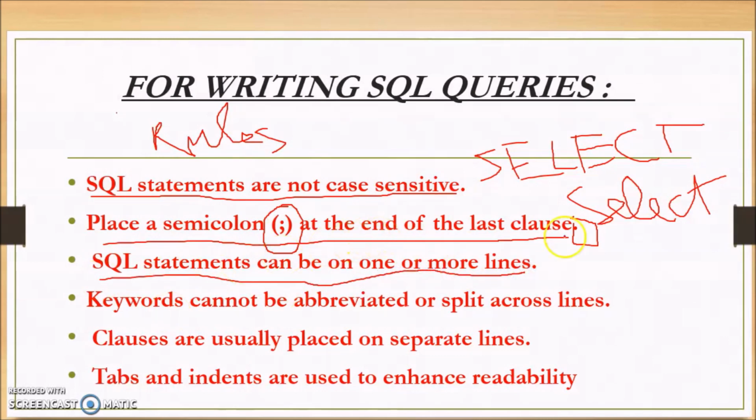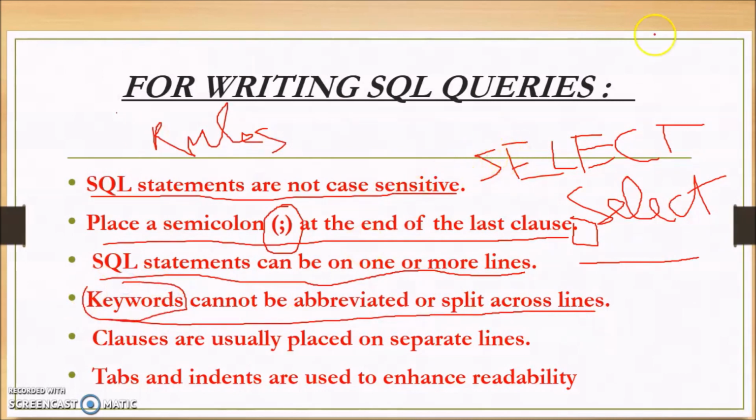Means it's not restricted that you have to write in only one line. No, you can write in one or two or more lines. So next is keywords cannot be abbreviated or split across lines. There are some keywords, means some standard, like if we see this query name only, select, this is a keyword because it's a standard. Keywords are those whose meaning can't be changed. You can't change its meaning. So this can't be abbreviated or split across lines, means we can't split it.